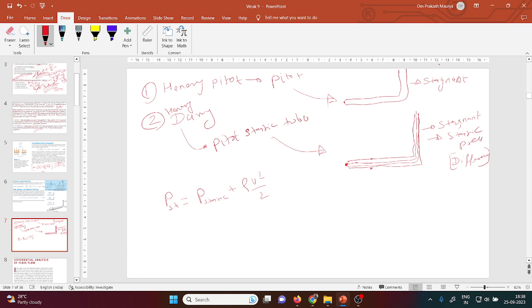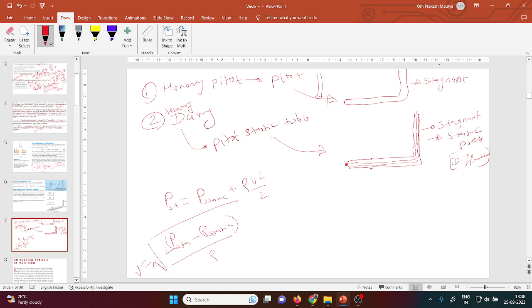If you calculate the velocity from here, it is P stagnation minus P static, divided by rho, and you multiply. This is your velocity. The working principle is that your pitot tube will measure the stagnation pressure. How will you calculate the static pressure here? A piezometer is there, one piezometer. This piezometer will measure the static pressure.